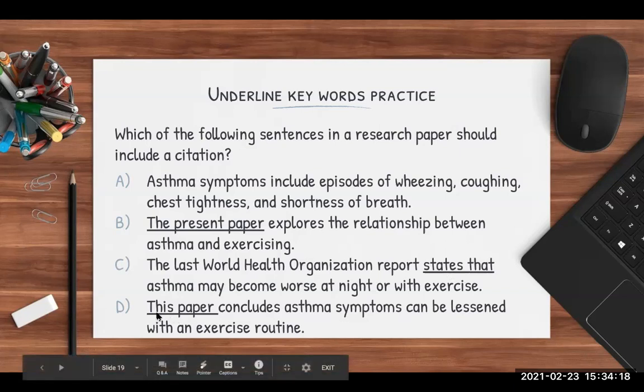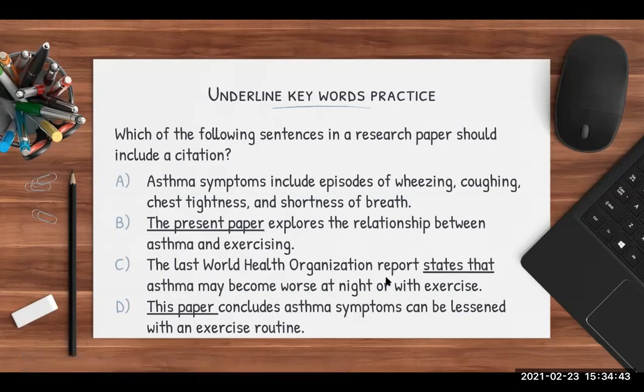And lastly, we've got this paper concludes asthma symptoms can be lessened with an exercise routine. And again, we are referencing a paper, but it looks like we're referencing this paper that we're writing, which means that it's not something that you would need to cite, it's something that you're saying yourself. So that ultimately leaves us with C, the last World Health Organization report states that asthma may become worse at night or with exercise, and that states that we've underlined lets us know that the sentence probably requires a citation.